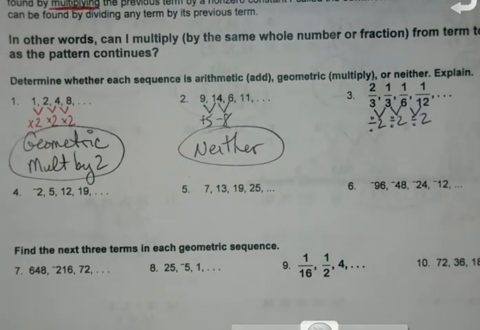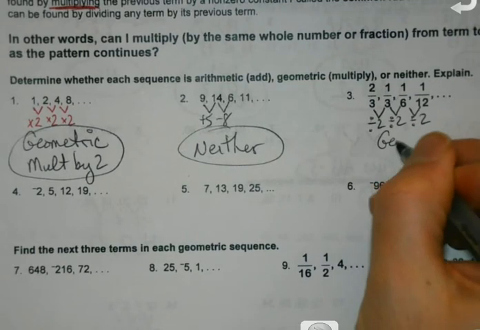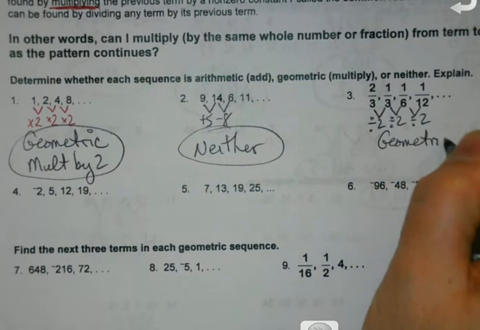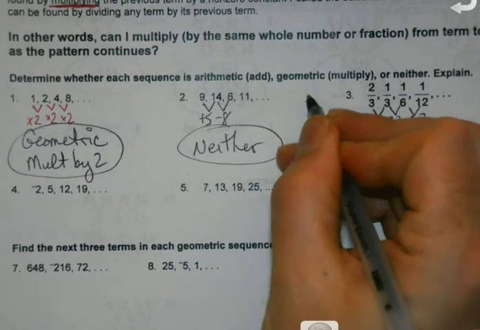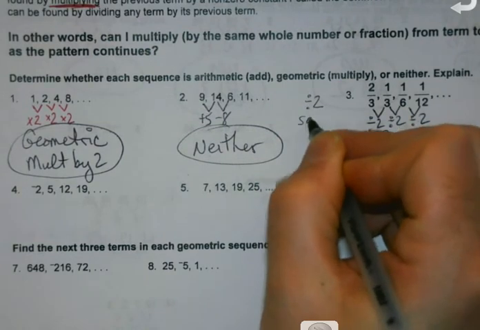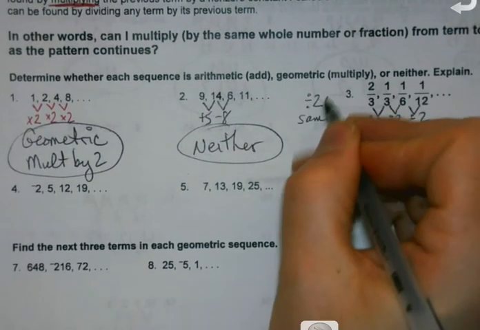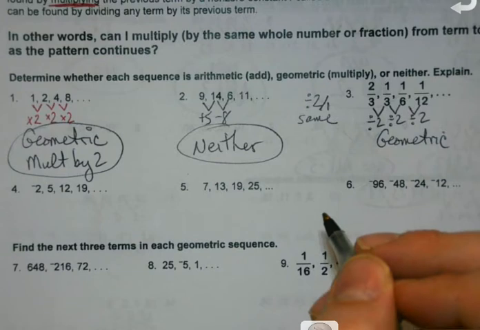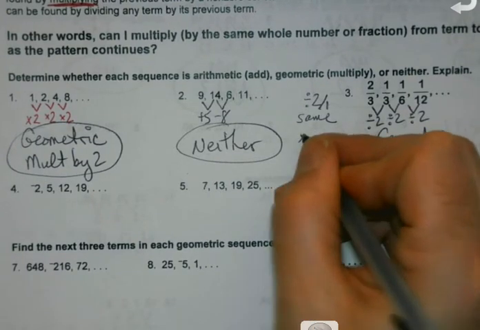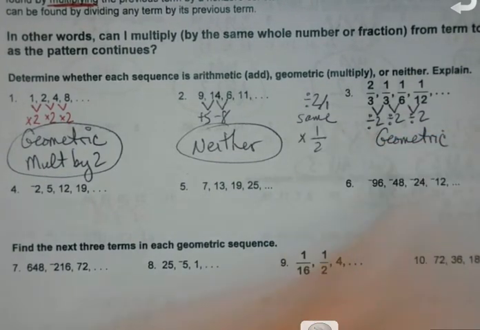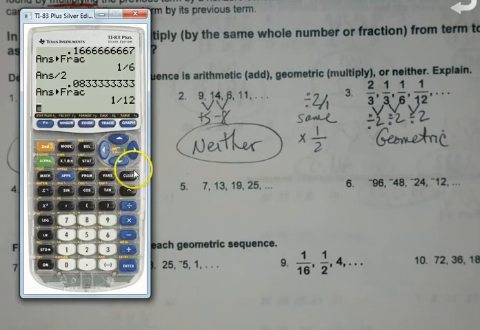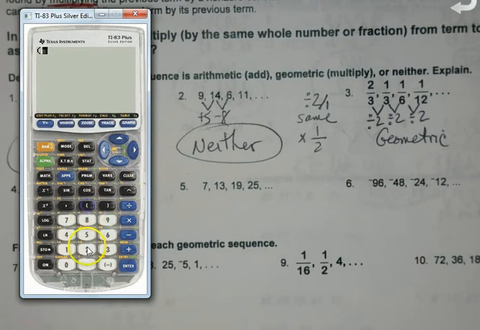It is going to be geometric, and I'll explain why. You're like, well, we're dividing. When you divide by 2, that's the same, if I turn that 2 into a fraction, 2/1, as multiplying by its reciprocal. So if I were to bring the calculator back up and do 2/3 times 1/2.